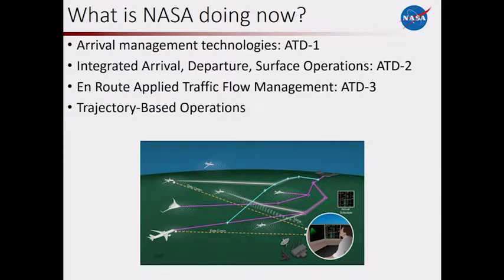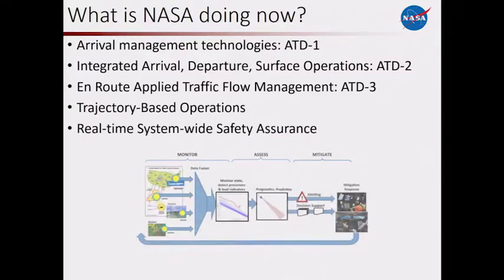Trajectory-based operations is the second one, right? So this is a big bread and butter for NASA. We've been preaching trajectory-based operations for several years. Most, if not all, the technologies that are in the Airspace Technology Demonstration Program are trajectory-based technologies. Again, moving for that paradigm shift towards trajectory-based management rather than control. And looking at the safety, right? Real-time system-wide safety assurance. Again, talking about that integrated, on-demand information about how safe is the NAS, and can we start to identify any of the precursors prior to an incident happening.